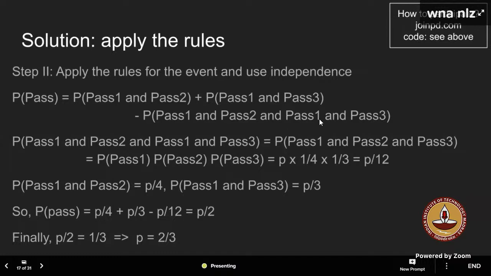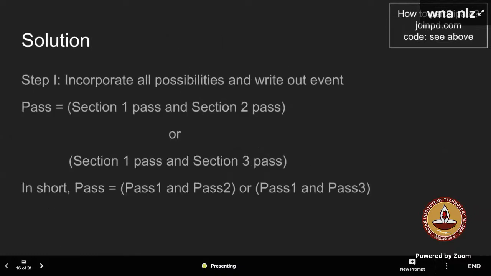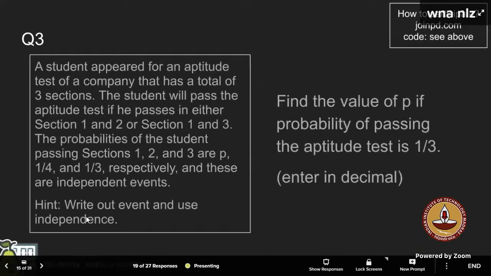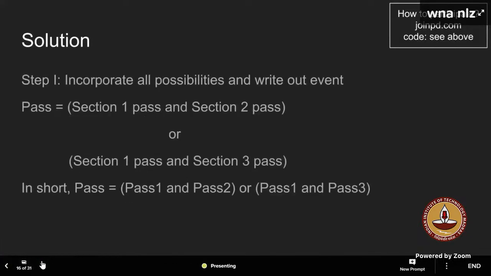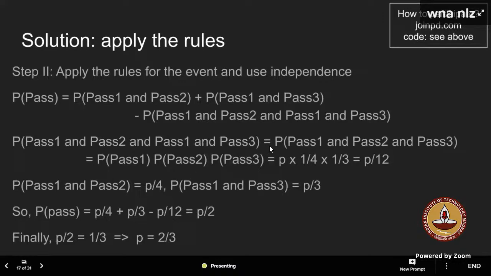Isn't it? Yes, sir. So that is what has been given, pass 1 and pass 2 and pass 1 and pass 3 becomes equivalent to pass 1 and pass 2 and pass 3. And as I think already mentioned in the question, we'll be considering independence, right? So automatically A intersection B intersection C becomes probability of A into probability of B into probability of C. That would be P into 1/4 into 1/3. That comes out to be P by 12.